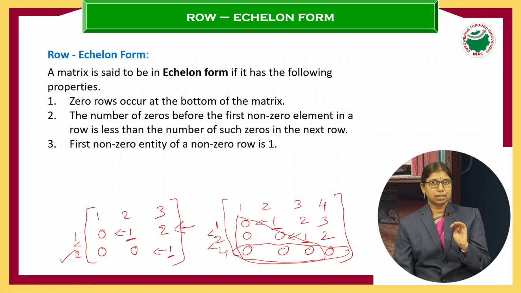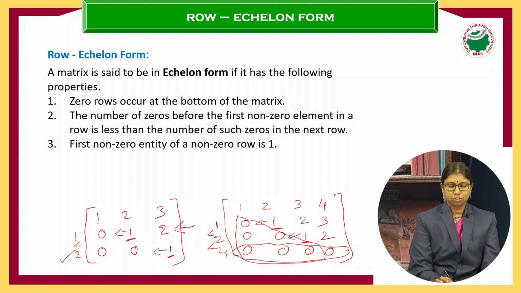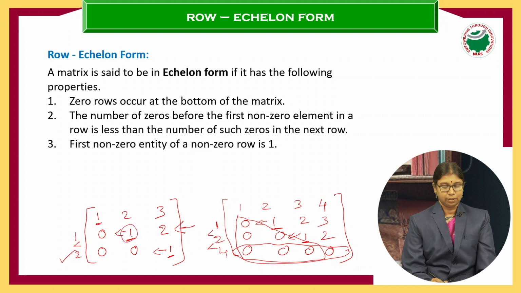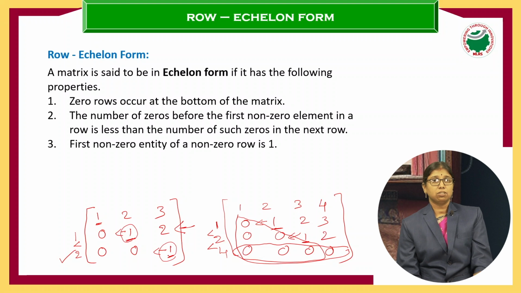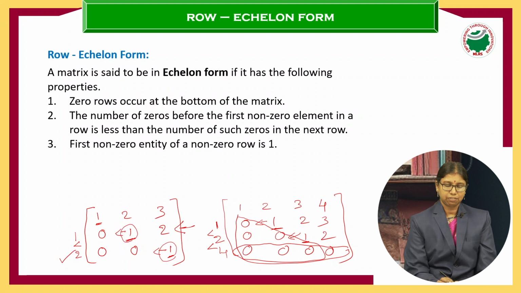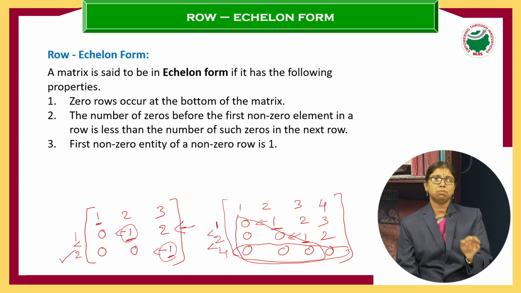And next, the third condition: the first non-zero value in a non-zero row must and should be 1. Your first row is a non-zero row and the first non-zero value is 1. Your second row is also a non-zero row; here also the first non-zero value is 1. Your third row is a non-zero row; the first non-zero value is 1. So if any matrix satisfies these three conditions, then such a matrix is called echelon form.